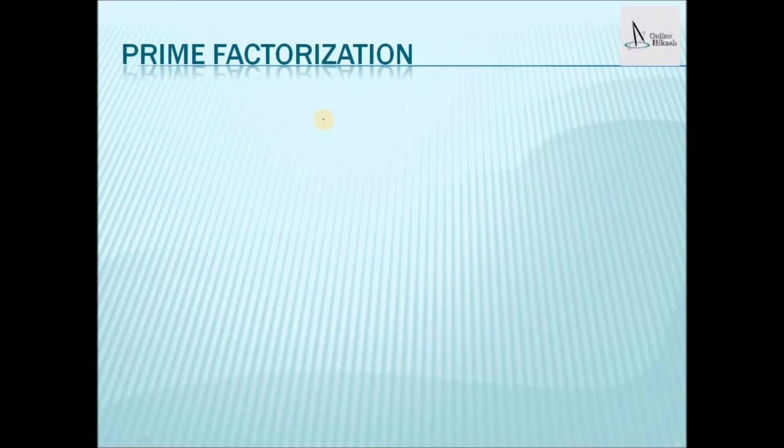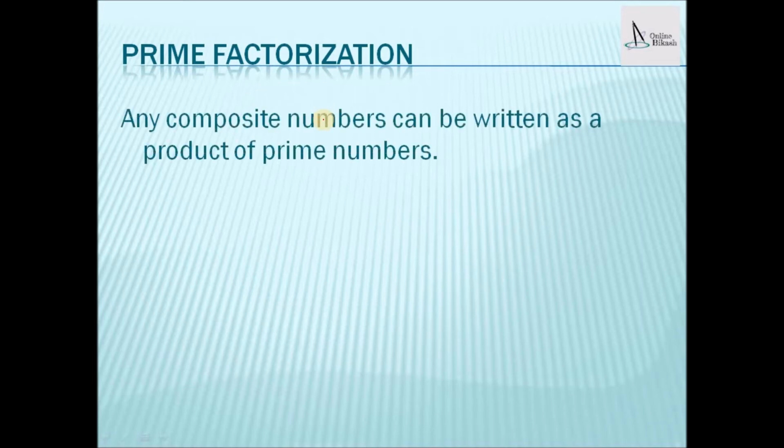Now let us come to the point of prime factorization. Okay, so what is prime factorization? Let us understand. Any composite number can be written as a product of prime numbers. So if you take any composite number, it may be 10, it may be 15, it may be 4, it may be 9, all the composite numbers can be written as a product of prime numbers. Okay, it will be very clear with an example.